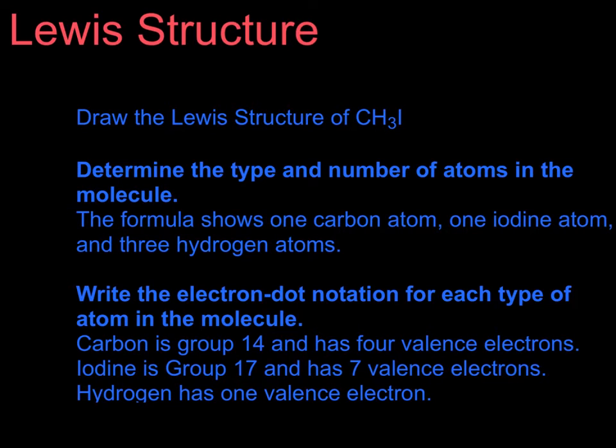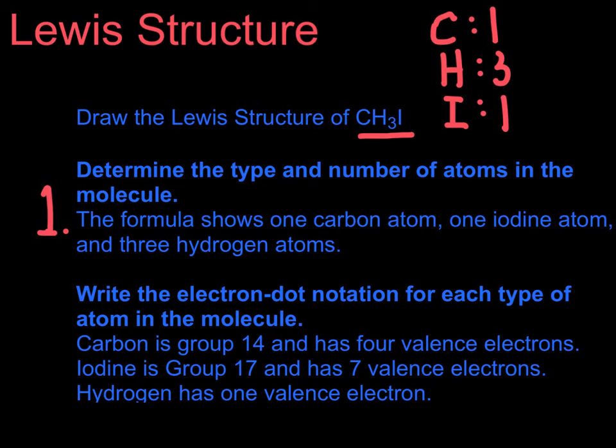All right, so how do you draw a Lewis structure? I'm going to show you how using the example of CH3I. Step number 1 is to determine the type and number of atoms in the molecule. When we look at the molecule, we see that we have carbon, hydrogen, and iodine. Based on the formula, there is 1 carbon, there are 3 hydrogens, and there is 1 iodine. Now, what you need to do next is figure out how many valence electrons each of those elements has.